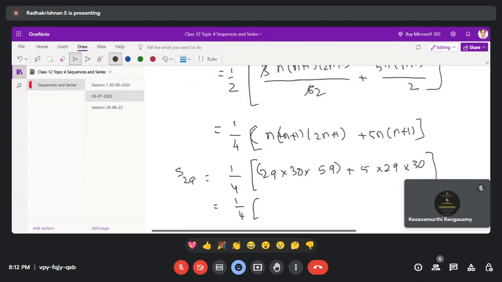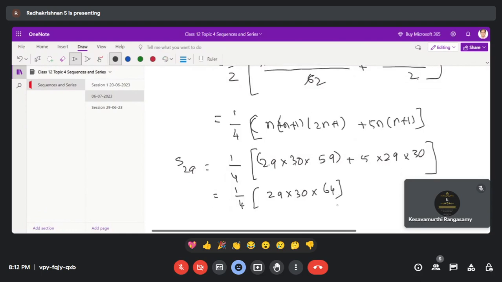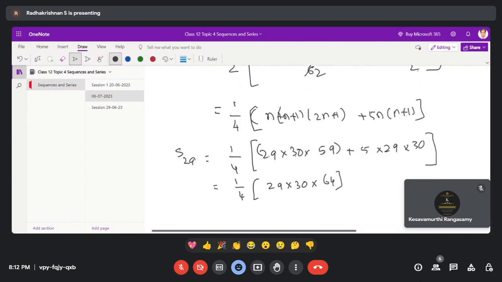So we can take this, as you can see, 29 and 30 are appearing common. So this is going to be 29 into 30 into 59 and 5. So add, 64. So it comes like this: 1 by 4 into 29 into 30 into 64. You can cut it off, make it 16. So it is simply 29 into 30 into 16. This you can multiply easily. 16 into 29.